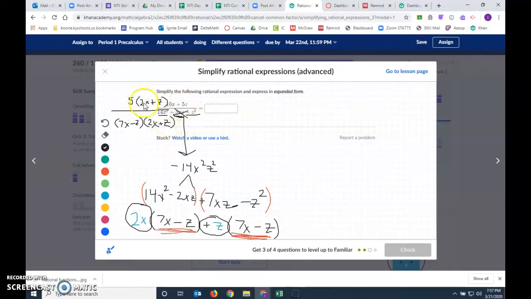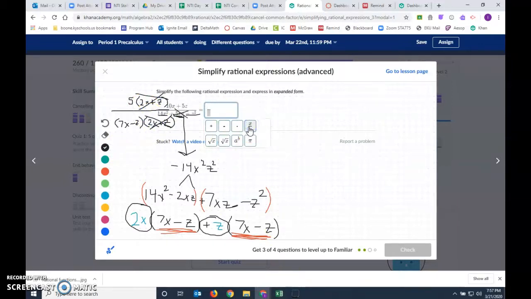On the top, it's 5, 2x plus z over 7x minus z times 2x plus z. Of course, that means these terms cancel. And so my final answer is 5 over 7x minus z. Now, of course, if there was other things to multiply, because it says use expanded form, then we would need to actually multiply them back out, because you should not have parentheses left if it is asking for it in expanded form.